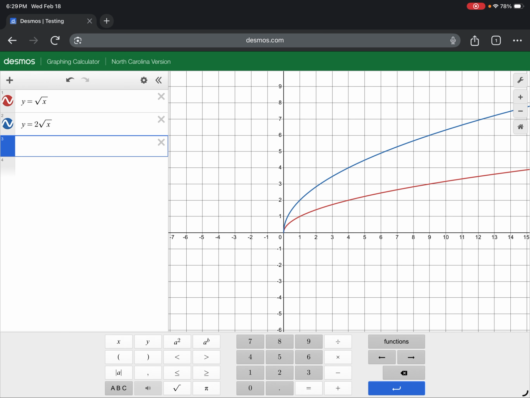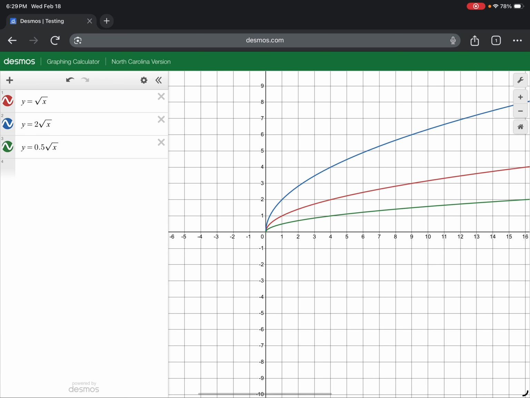All right, and then what happens if it's less than 1? So let's say 0.5 times the square root of x. If you notice, we're compressing it this time. The reason is that for every x value, the y value is smaller than it was previously. At 0, 0, obviously that's going to be the same. But at 1, we initially, in red, had a value of 1, and now at 1, we have a value of 0.5, because we're multiplying it by 0.5.